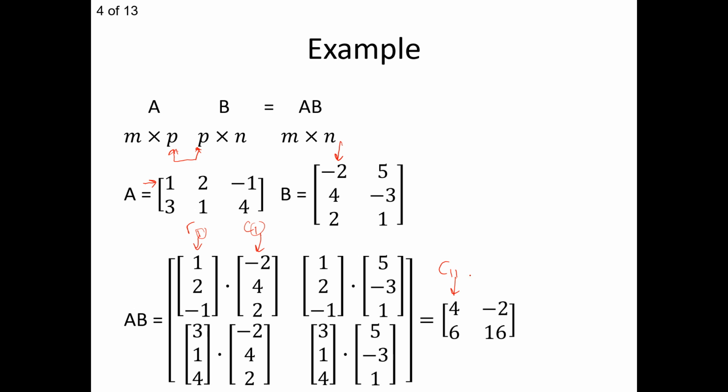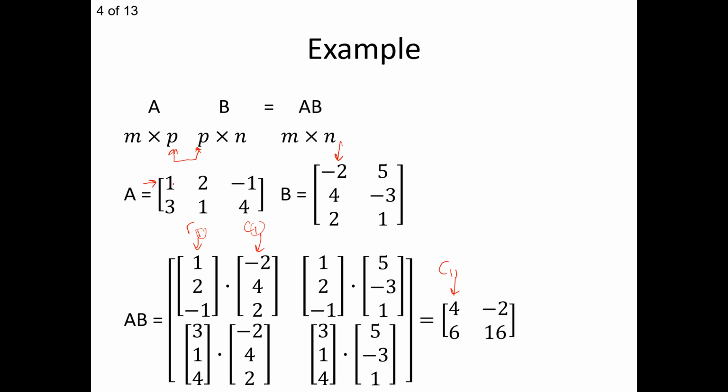So the first row, first column element of C is going to be the dot of those two n vectors. So I have 1 times -2 is -2, 2 times 4 is 8, and then -1 times 2 is -2. So I have -2, -2, and 8, which make 4. So there's my first element. And now I repeat that process for however many rows and columns there are.